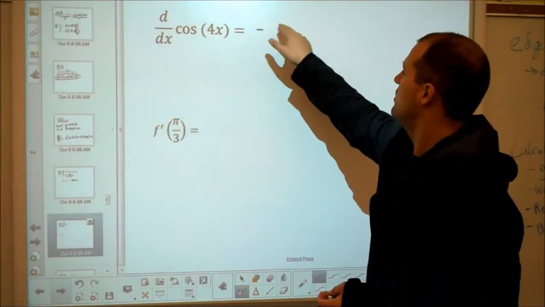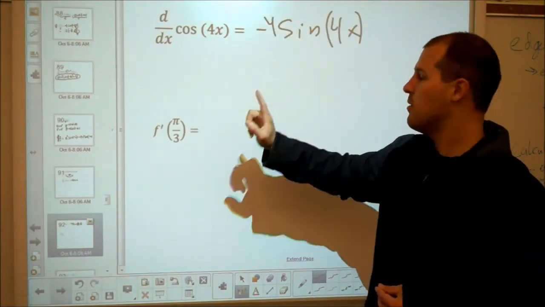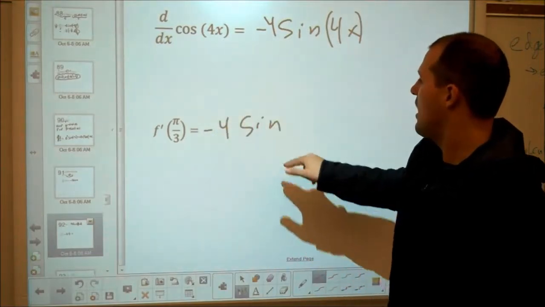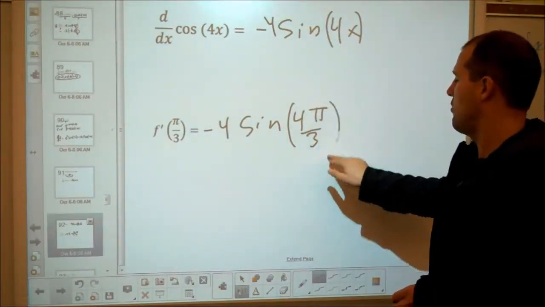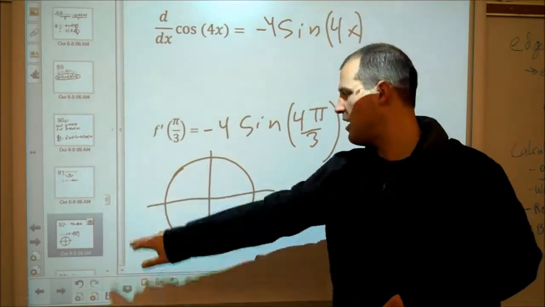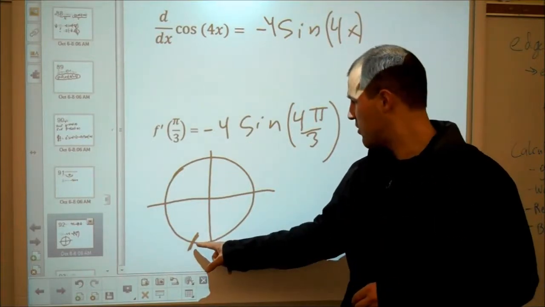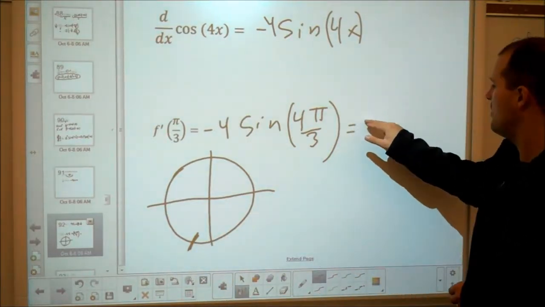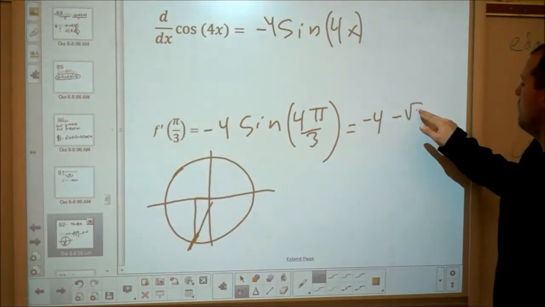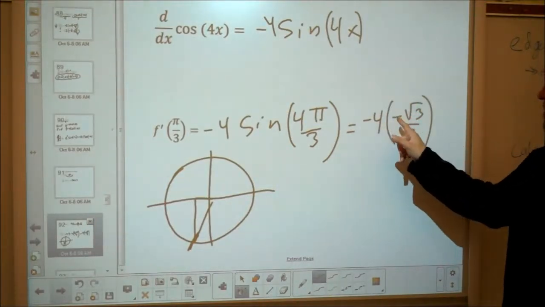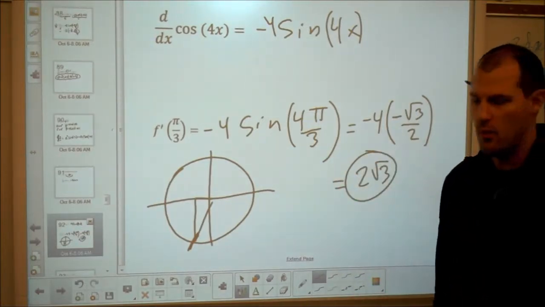Okay, for this, cosine turns into negative sine. We still have the 4x. We write the derivative of that out in front. Plugging in pi over 3, negative 4 sine of 4 times our input, pi over 3. You may need to draw a unit circle so you can see where that is. 4 pi over 3 is right down here. Sine is asking for a y value, and so that is negative root 3 over 2. So what I have is negative 4 times that sine value, that y value, negative root 3 over 2. Negative and a negative make a positive. 4 divided by 2 is 2. So 2 root 3 is our output, or our y.